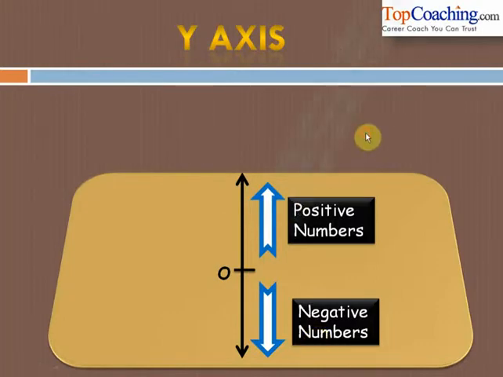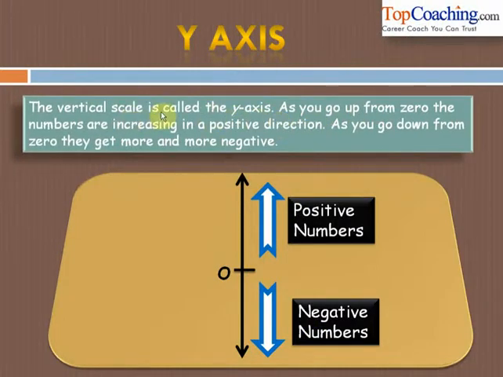So what we can say is the vertical scale is called as the y-axis. As you go up from the 0, the numbers are increasing in positive direction. And as you go down from the 0, they get more and more negative. So when we go up, we get positive numbers and the values are increasing. While as we move down, we get negative numbers and the values are decreasing.